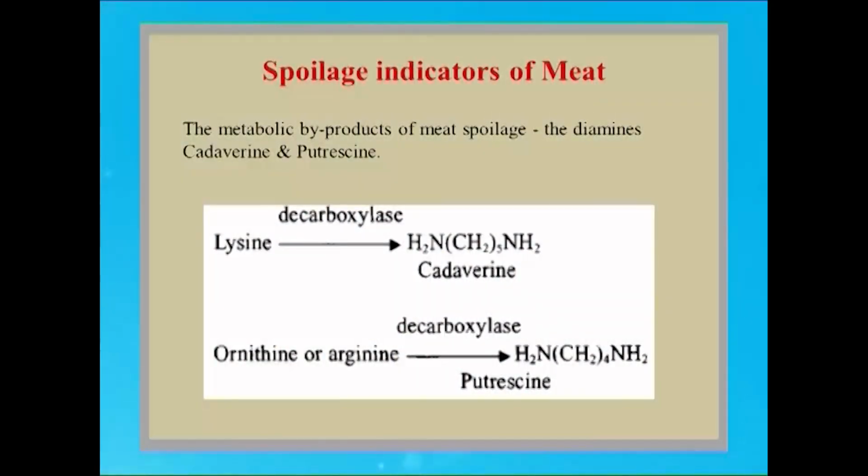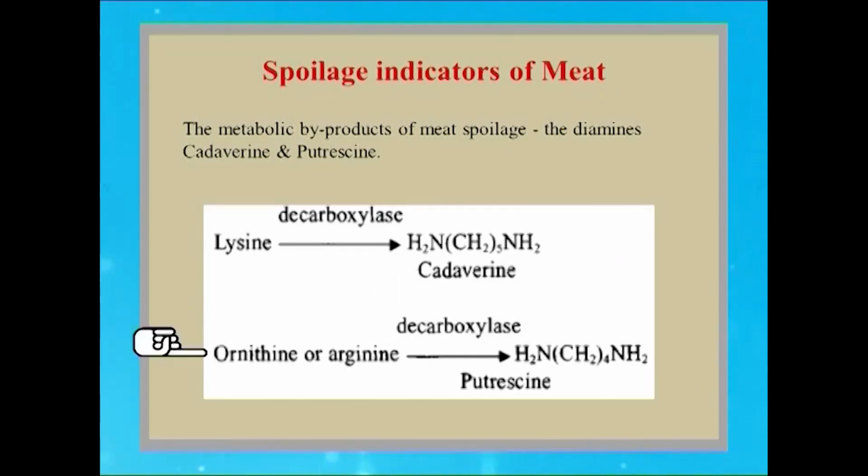The metabolic byproducts which are observed during this spoilage can be different types of diamines, especially cadaverine and putrescine. Now, meat is a very good source of protein, along with the free amino acids that are present inside it. Lysine is one such amino acid which undergoes the process of decarboxylation, and as a result of this we have the production of a diamine which is called cadaverine.